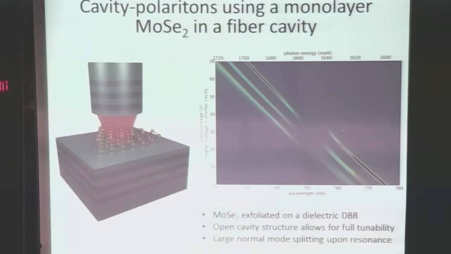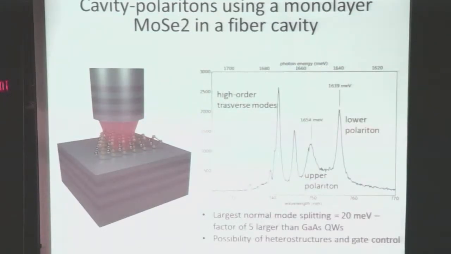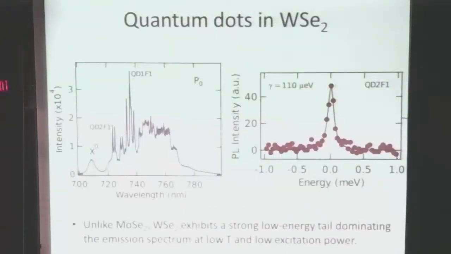Nevertheless, it's showing you that there is indeed very strong optical coupling in this material system with the splitting on the order of 20 milli-electron volts, about a factor of 5 larger than that of gallium arsenide. These other lines are the higher transverse modes that are associated with the fiber cavity. Okay, so this is a cross-section showing the lower polariton, upper polariton, plus the higher transverse modes. So optical coupling is nice and strong.